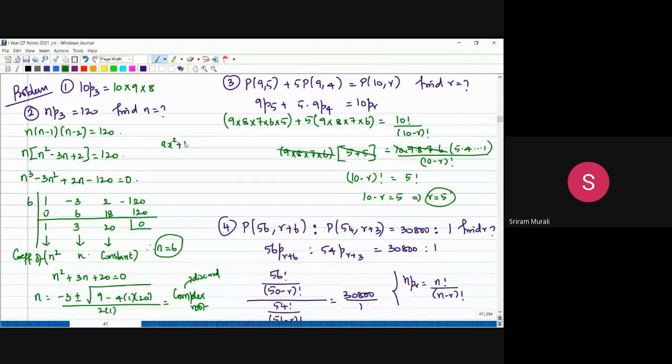ax square plus bx plus c is equal to 0. If it is a quadratic equation, then x is equal to minus b plus or minus square root of b square minus 4ac divided by 2a. Don't you remember this formula? Have you not learned this? Have you learned or not?